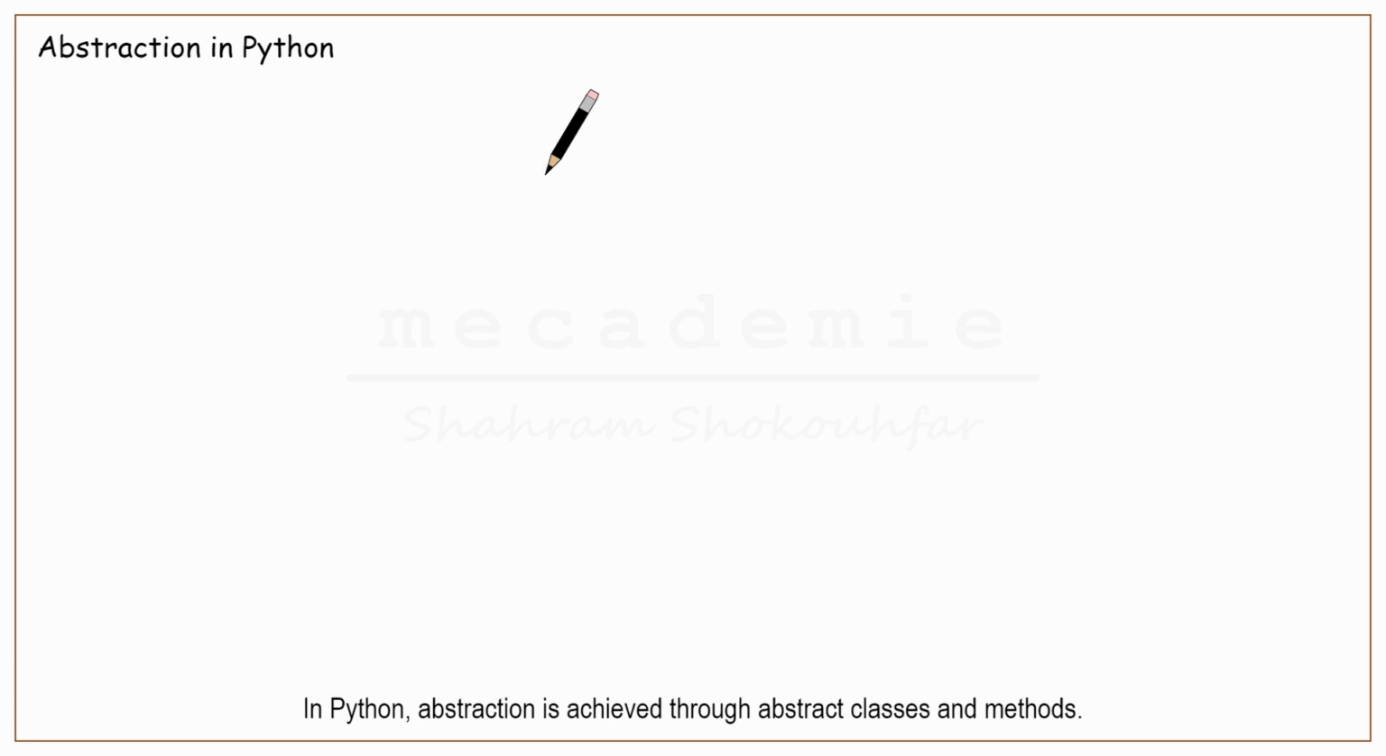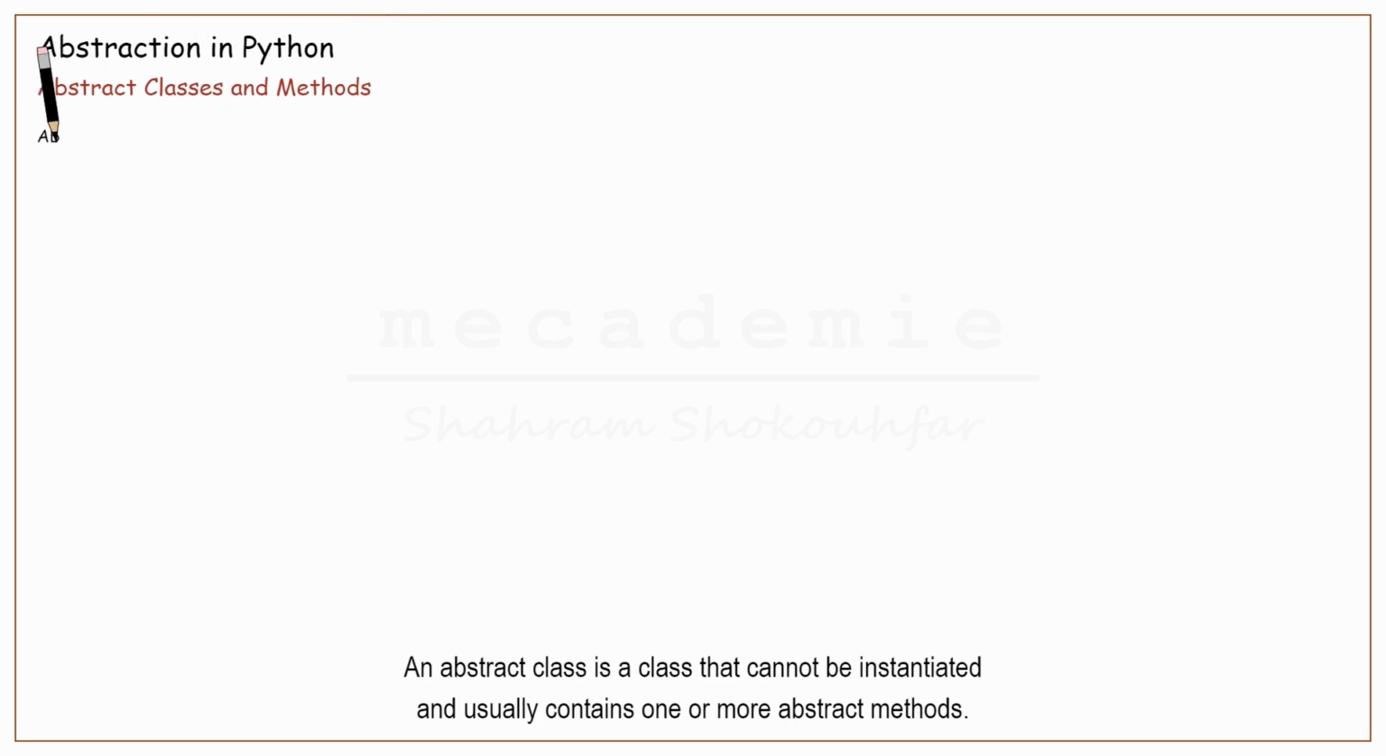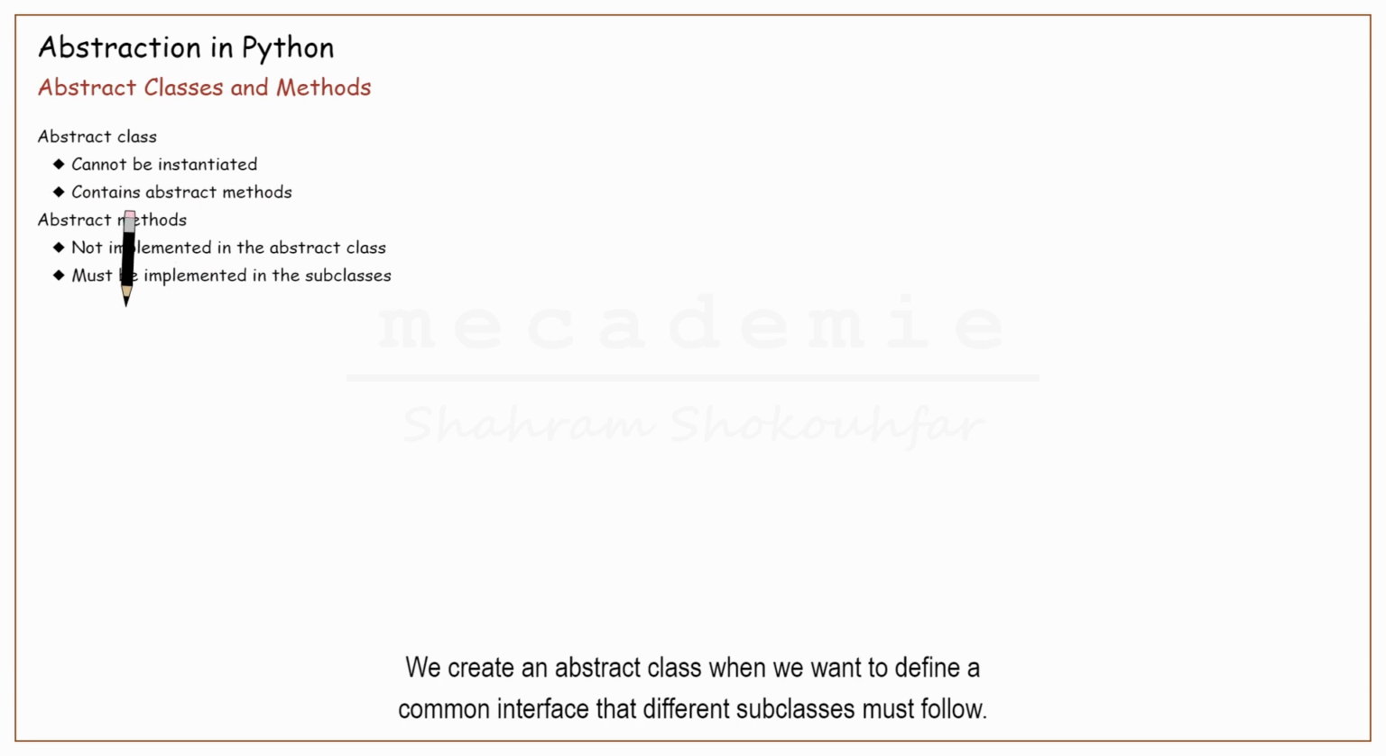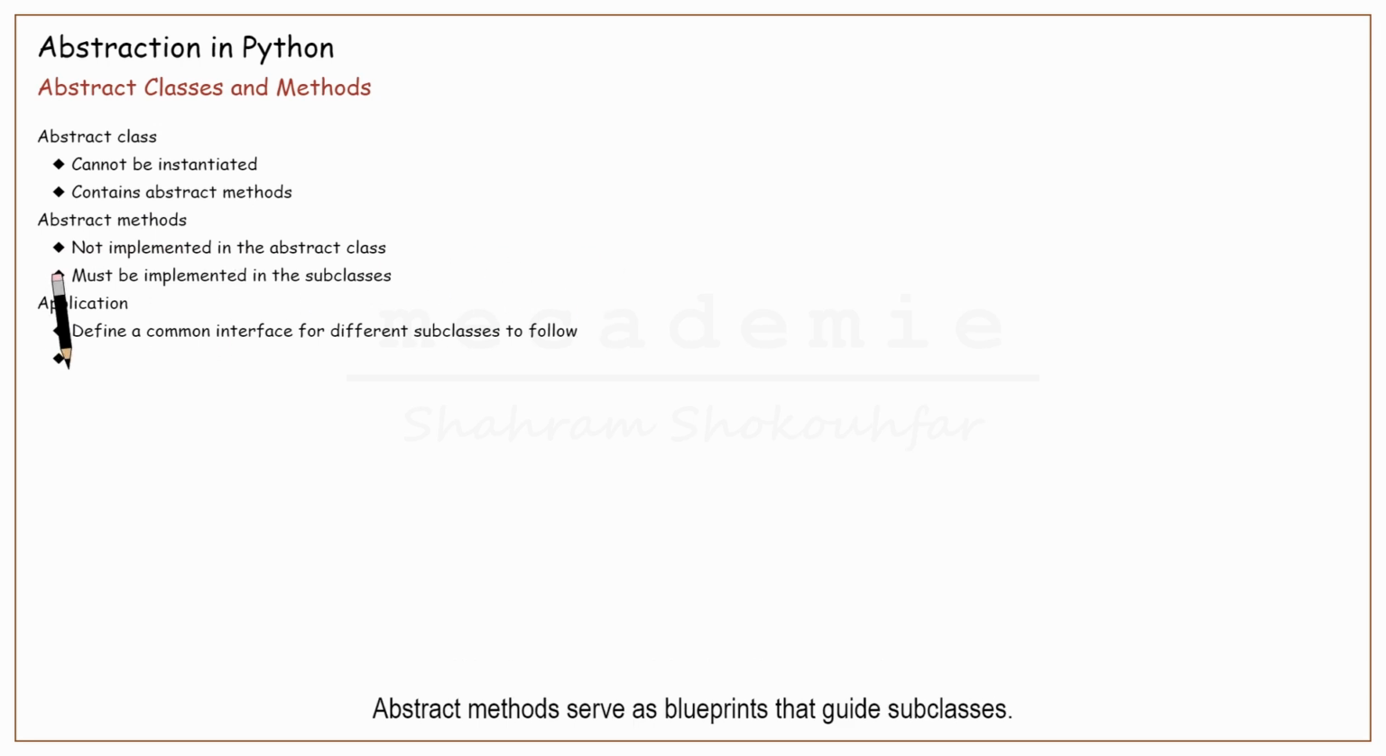In Python, abstraction is achieved through abstract classes and methods. An abstract class is a class that cannot be instantiated and usually contains one or more abstract methods. These methods don't have an implementation in the abstract class. Instead, subclasses must provide the implementation. We create an abstract class when we want to define a common interface that different subclasses must follow. Abstract methods serve as blueprints that guide subclasses.